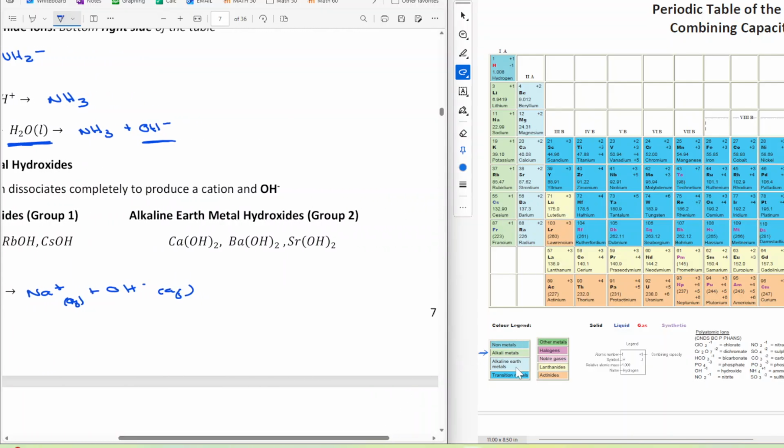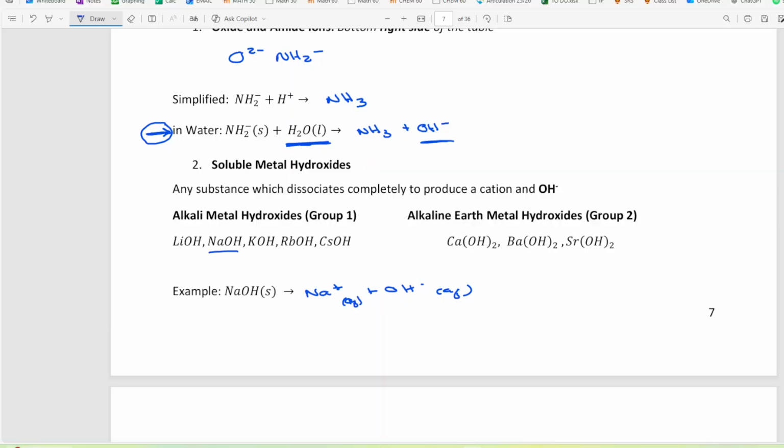So that's going to be anything written in the blue. And again, we've only written the common ones, which are the calcium, the barium, and the strontium. Awesome. Okay, so that is our discussion on strong acids and bases.